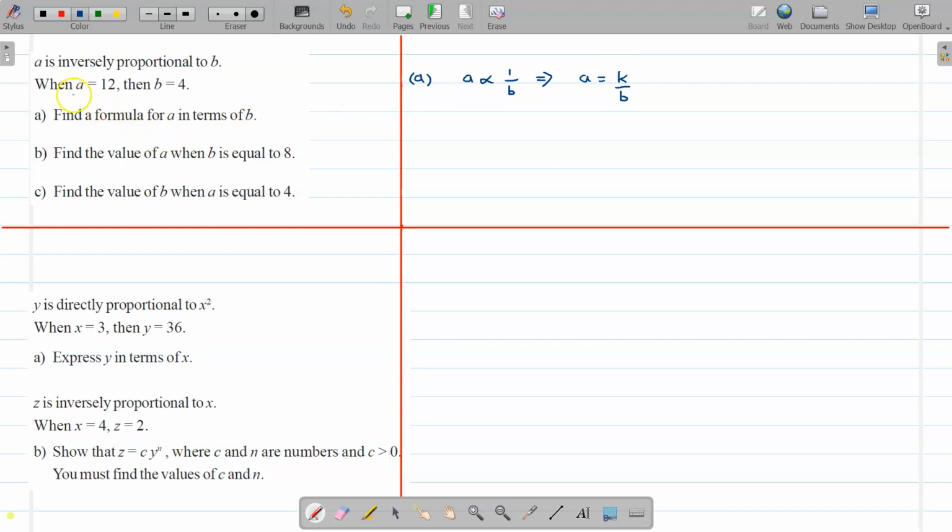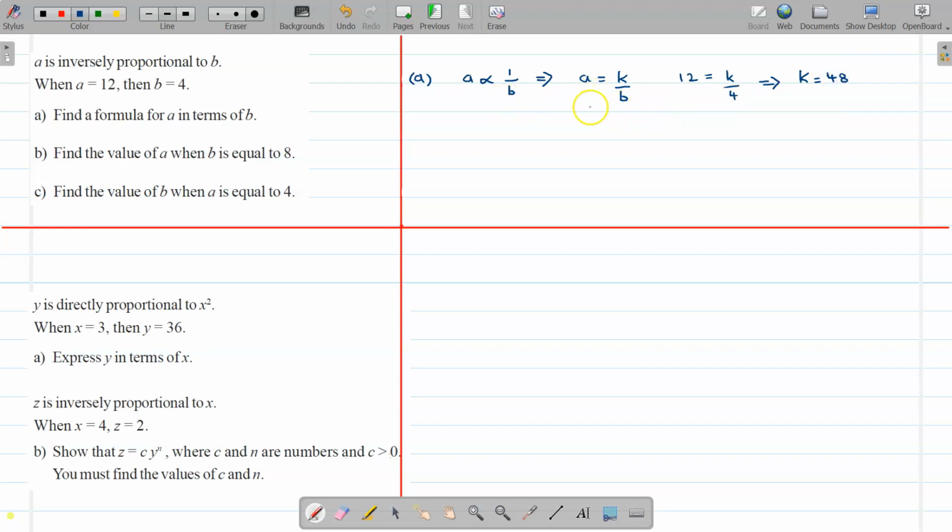Now we use this information given in the question to find out what K is. So we know that when A is 12, B is 4, you see. So when A is 12 and B is 4, we get that 12 equals K over 4. Okay, which means if you multiply both sides by 4, that K is 48. So K is called our constant of proportionality, 48.